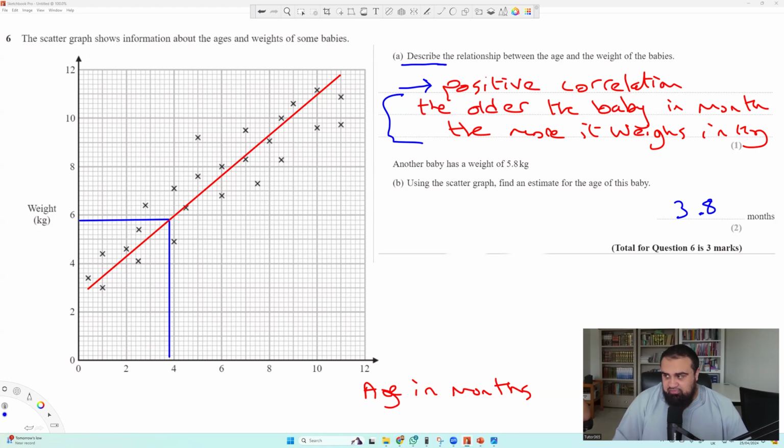And by the way, my line of best fit looks pretty good. So this should be accurate. Let's move on, everybody.